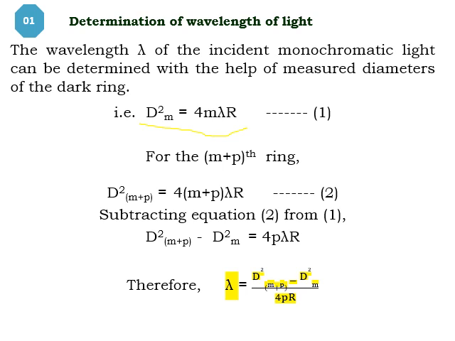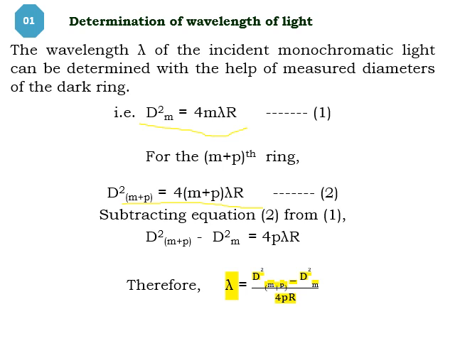Diameter squared we have taken. This is for, say, the mth ring. If we consider the (m+p)th ring, then the equation will become d square m plus p is equal to 4(m+p) lambda R. Just replace this m by m plus p.